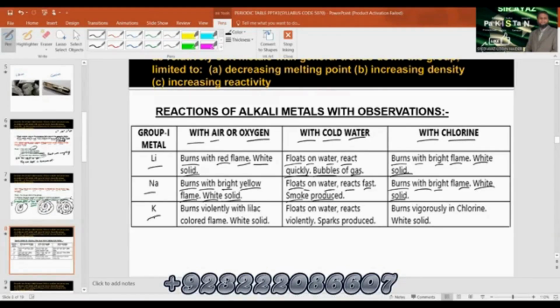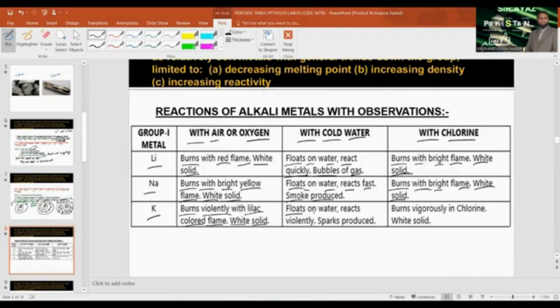What about potassium? Potassium now burns violently with a lilac colored flame and a white solid is produced on reaction with oxygen. With cold water, it reacts violently. So just like lithium and sodium, it also floats on water, but it reacts violently. You see the things are getting quicker and faster. Sparks will be produced. And with chlorine, it burns vigorously. With chlorine, a white solid will be produced. Now for rubidium and cesium, you can easily predict the reaction. There will be an explosive reaction.